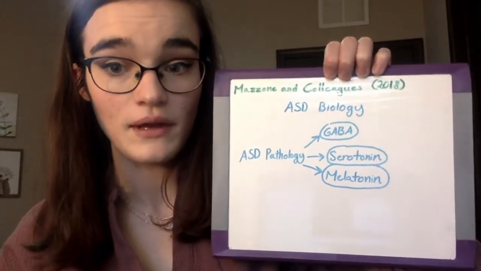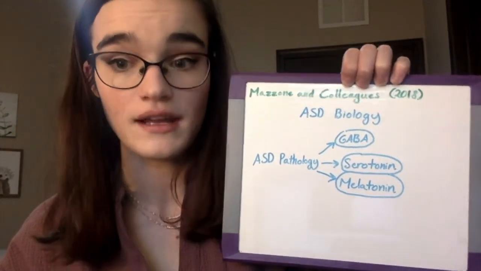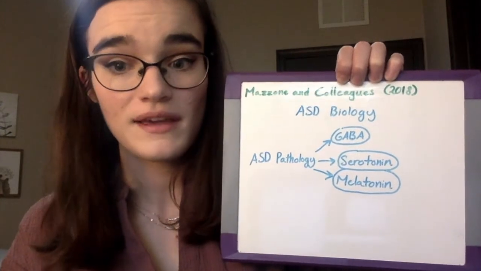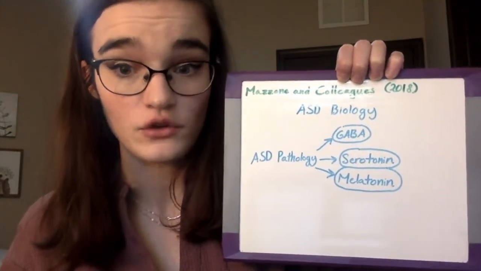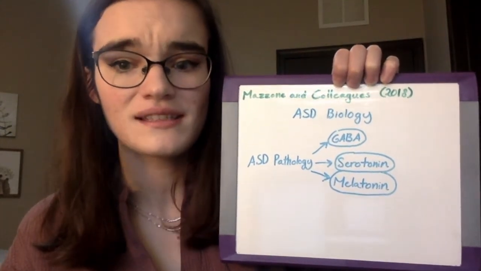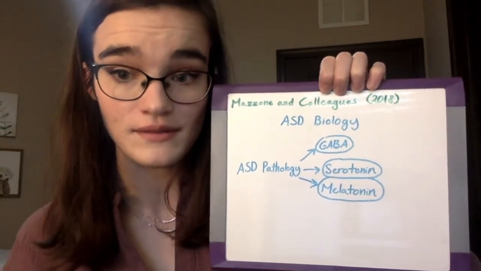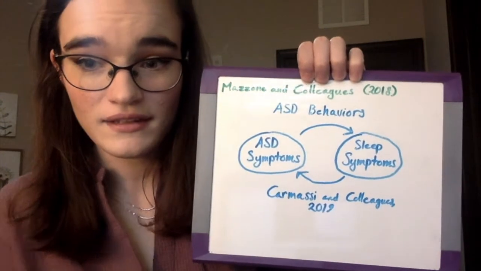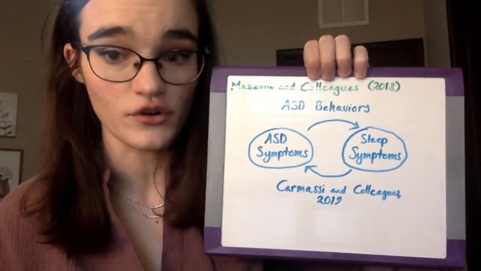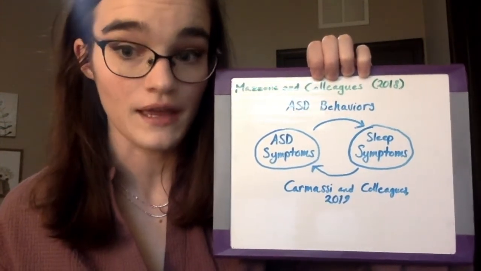Because serotonin, melatonin, and GABA are all disrupted in ASD pathology, and because other studies address the roles of these neurotransmitters, I am inclined to say that the biological abnormalities of ASD most likely lead to sleep symptoms. However, I can't discredit the theory that sleep disorders are a result of ASD-specific behaviors.